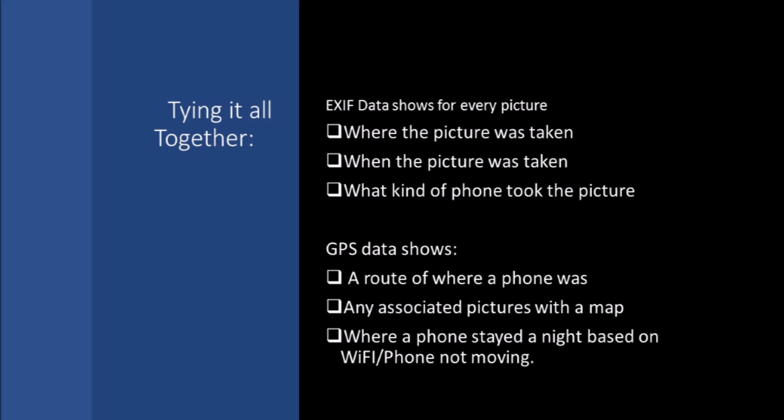So to wrap it all up, we have two main types of data that a mobile forensics investigator needs to be aware of. We have EXIF data, which for every picture shows where it was taken, latitude and longitude. It shows the exact time and time zone of it, and it also shows what kind of phone took it. So if it was an Apple iPhone or a Samsung Galaxy S7, all of that's going to be located within your EXIF data. Additionally, we have GPS data. GPS data shows the route of where a phone has gone and has been. So from point A to point B, where has this phone gone? It also shows any associated pictures.